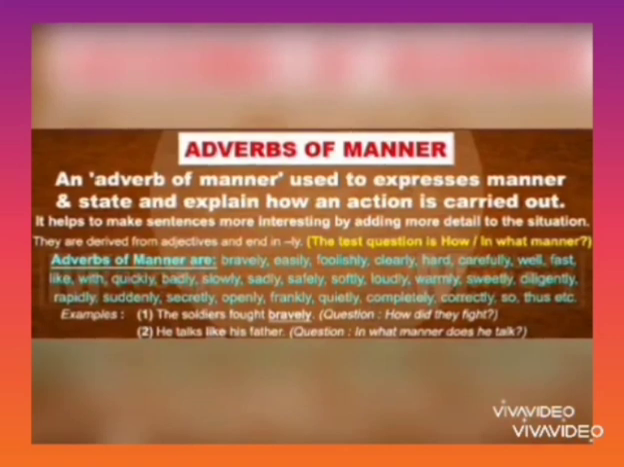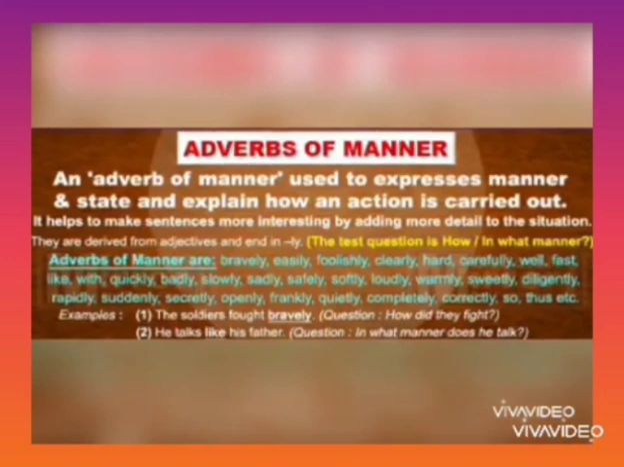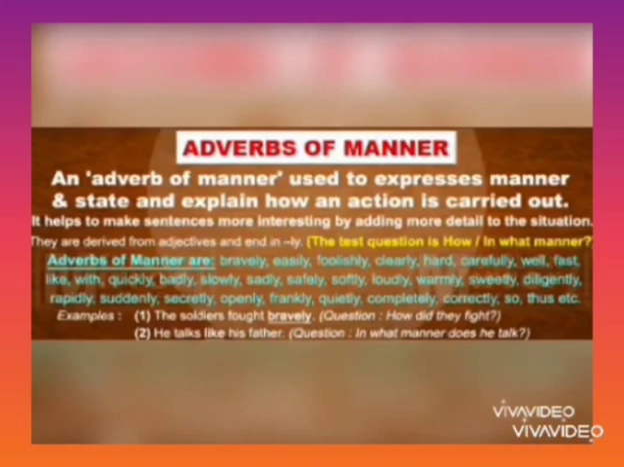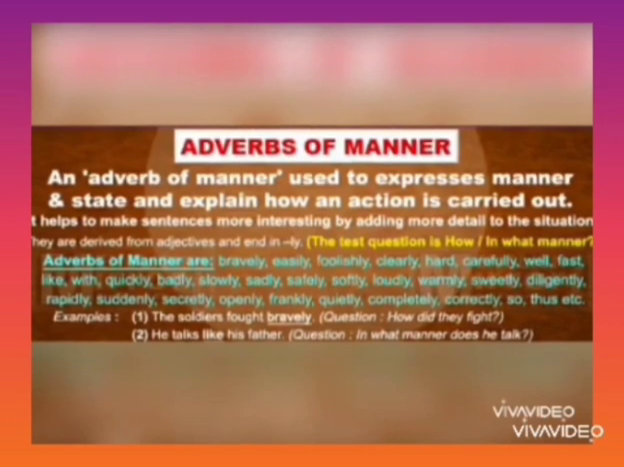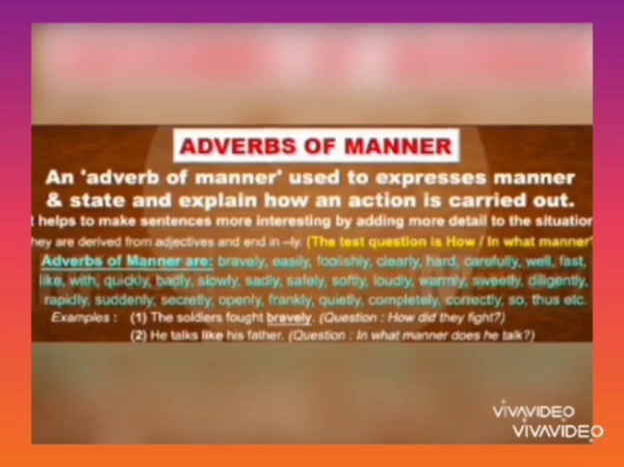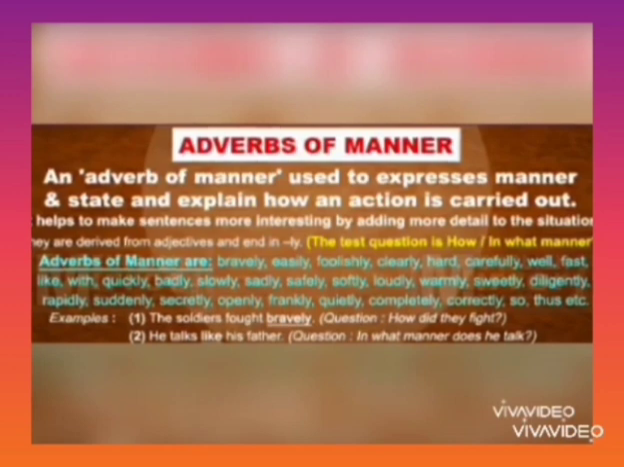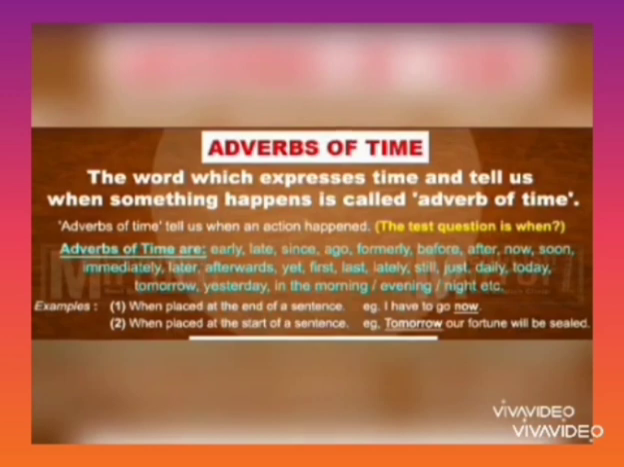An adverb of manner is used to express manner and state and explain how an action is carried out. It helps to make sentences more interesting by adding more detail to the situation. Like that, the soldiers fought bravely. How did the soldiers fight? The soldiers fought bravely. Other examples: bravely, easily, foolishly, clearly. How did they fight? They fought bravely.